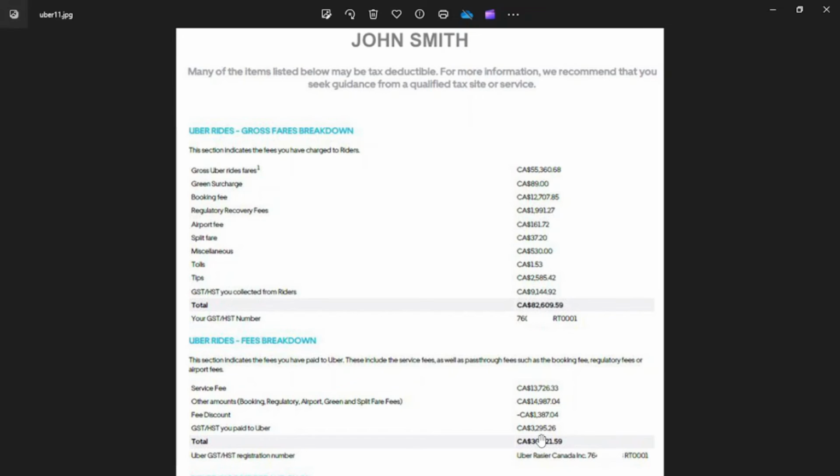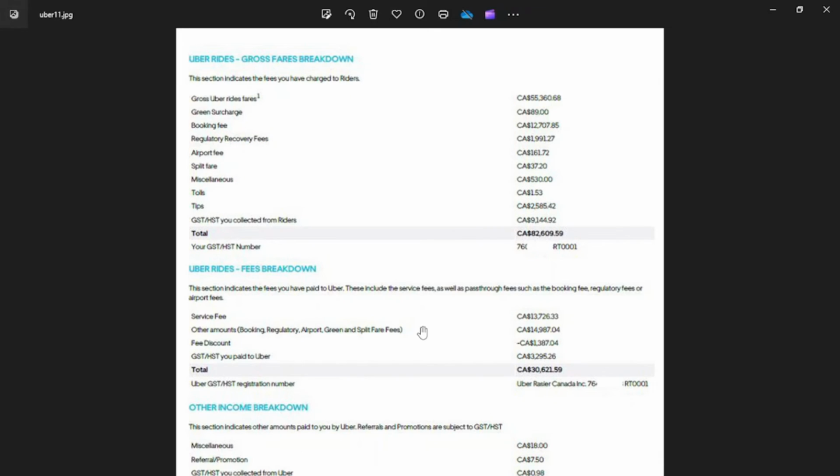So this is the HST that the driver is paying to Uber, which technically we call input tax credits, right? This is the HST that you collected and this is the HST that you paid. You collected HST from the passengers, and this is just the amount of HST that you paid to Uber. So this is going to be deducted from the collected amount when you do the HST. I have made other videos on how to file your HST return on my channel. You can go there and watch those in detail.